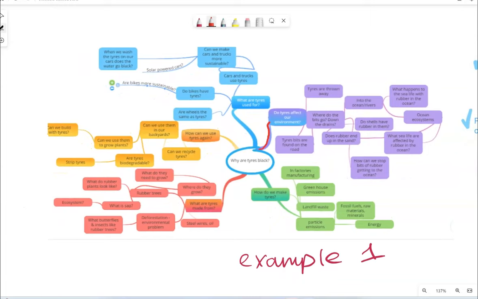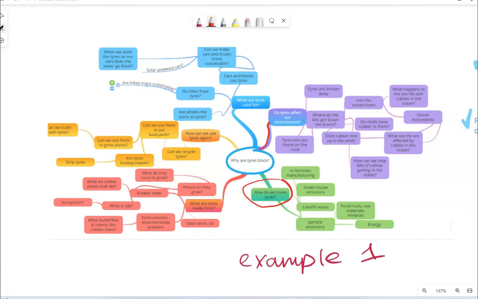Another inquiry branch you can see is green here. We are learning more about the process of making tires. How do we make tires? What is happening in the factory? Are there any greenhouse emissions, fossil fuels, raw materials, energy, particle emissions? This might be a simplified question, but the teacher is planning for herself. But you can see that they are quite deep and interesting inquiry branches.